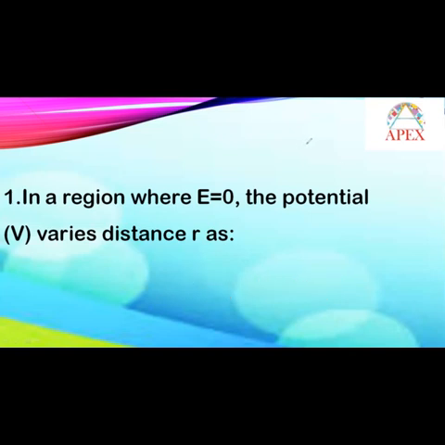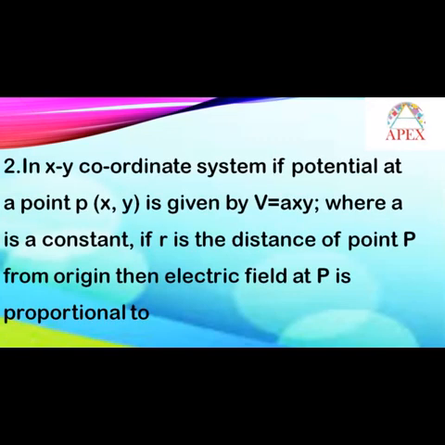Next, question number 2. In the XY coordinate system, if the potential at a point X, Y is given by V equal to AXY, where A is a constant, R means R of X comma Y. X comma Y is a coordinate point. R is the distance from origin to the coordinate point. So if R is the distance of point P from origin, then electric field at P is proportional to.